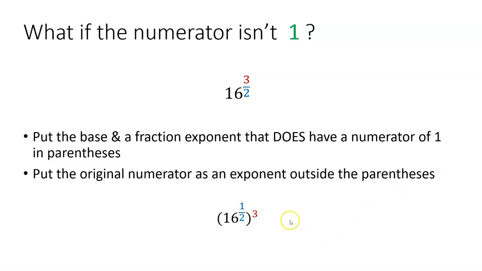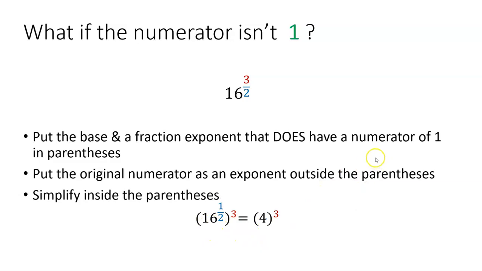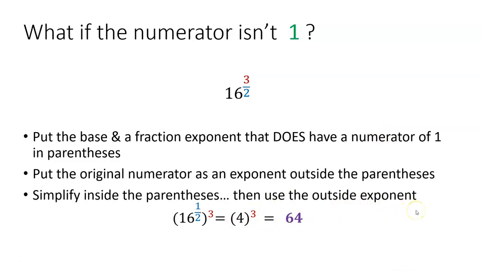And this is okay because if we go backwards, we know our power to a power rule. 16 to the 1/2 power taken to the third power, we multiply the exponents. 1/2 times 3 is 3/2, which is where we started. So this is okay. And a lot easier to simplify, because we will now simplify inside the parentheses. Well, 16 to the 1/2 power, that's the square root of 16, which is 4. And then we'll use the outside exponent. 4 to the third power, 4 times 4 times 4 is 64.